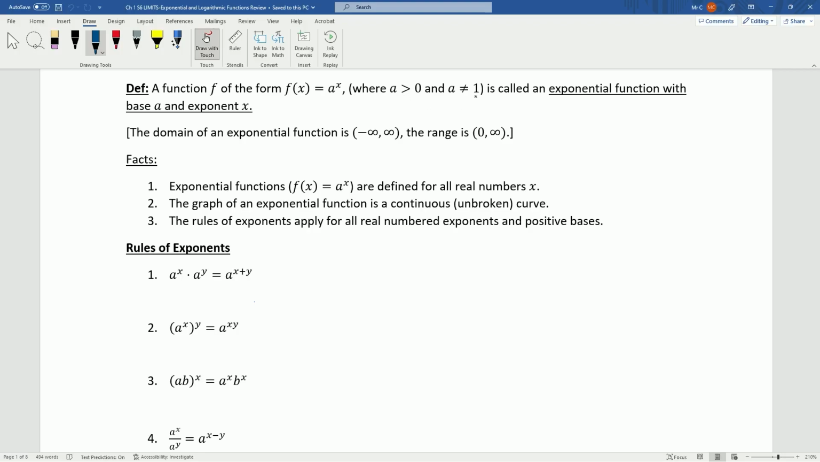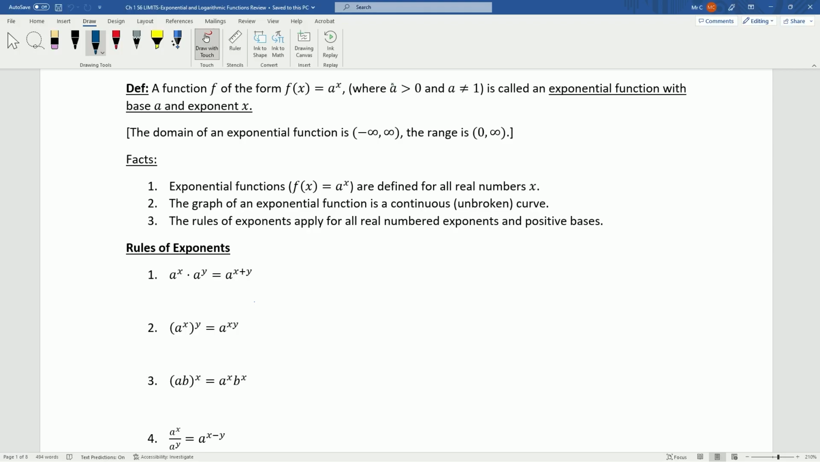These restrictions are really important because we won't be describing the type of function we want to describe if we don't include these restrictions. For example, if a was equal to 1, we would have 1 to the x, which would just be equal to 1. So that wouldn't be a very interesting function at all. And if a was 0, we'd have 0 to the x, which is 0 everywhere except for when x is 0. 0 to the 0 is undefined.